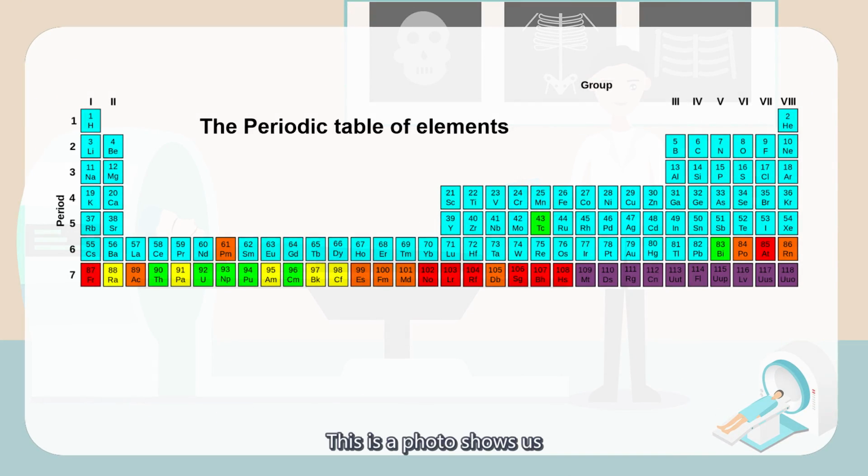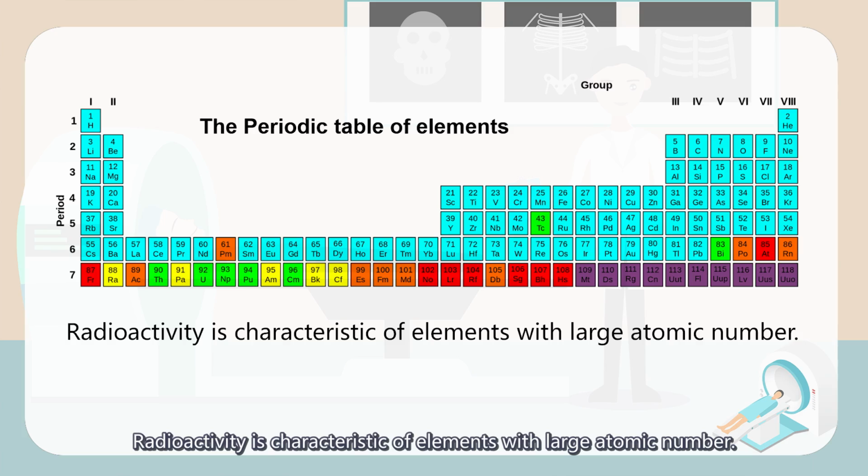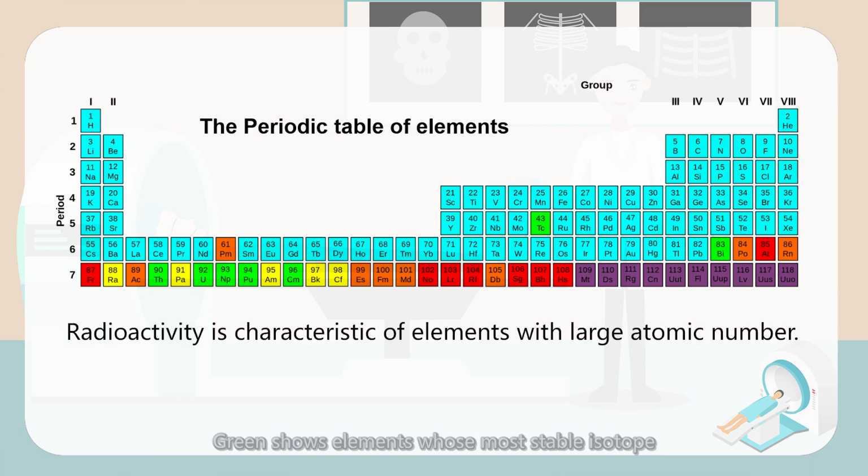This photo shows us the periodic table of elements. As you've seen in this table, radioactivity is characteristic of elements with large atomic numbers. Elements with at least one stable isotope are shown in light blue. Green shows elements whose most stable isotope is long-lived. Yellow and orange are progressively less stable. Red and purple show highly and extremely radioactive elements.